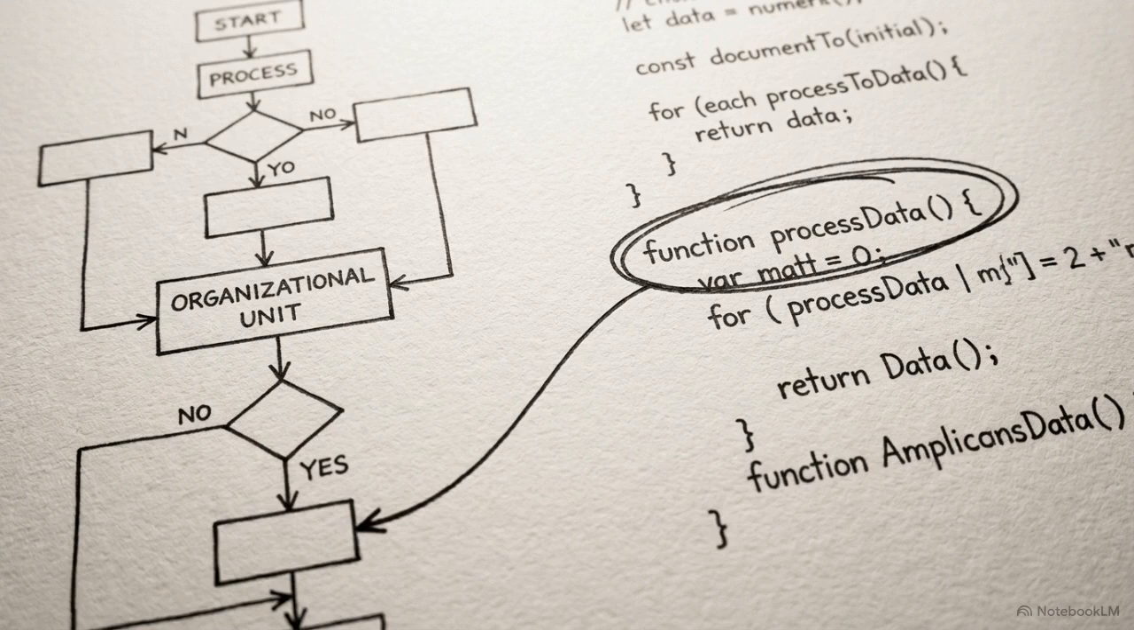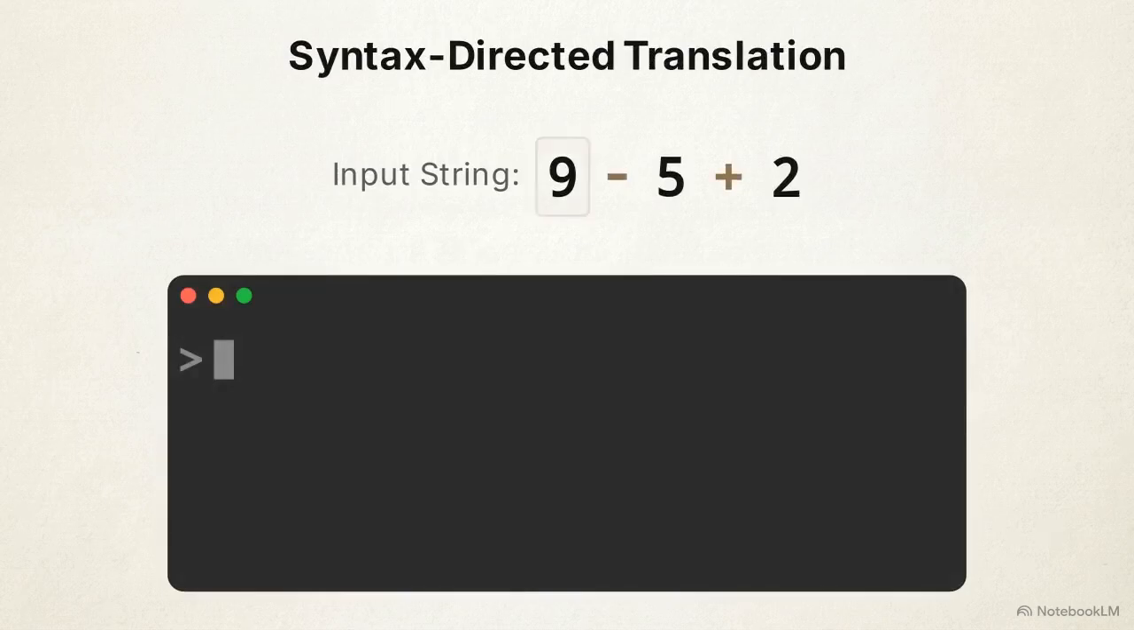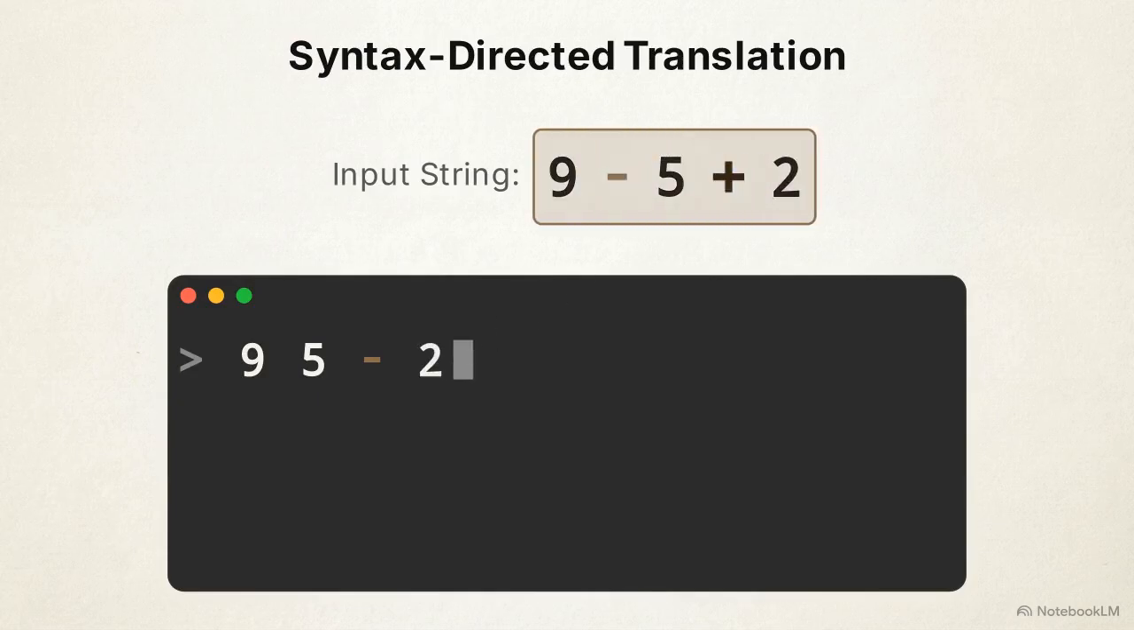Placing these actions at the end of a production perfectly synchronizes their execution with the exact moment a post-order traversal leaves that specific node. An SDT bypasses the physical tree entirely. By executing actions sequentially, the compiler emits the translated postfix string character by character on the fly.